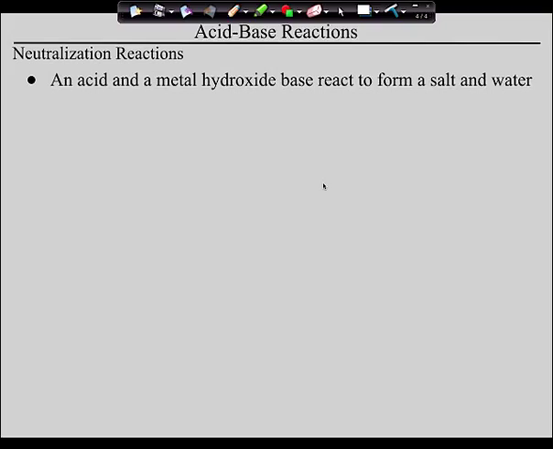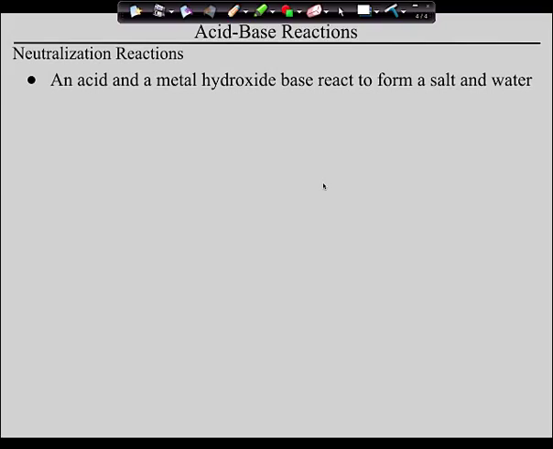So when you have an acid and a metal hydroxide base, guys, what are the metal hydroxide bases? Which ones are those? Strong bases, right? When you have an acid and a strong base reacting together, they always form salt and water. Now, guys, that doesn't mean NaCl, right? We understand as chemists that salt is way more than table salt. So what are salts?